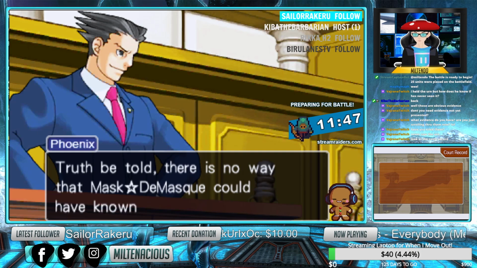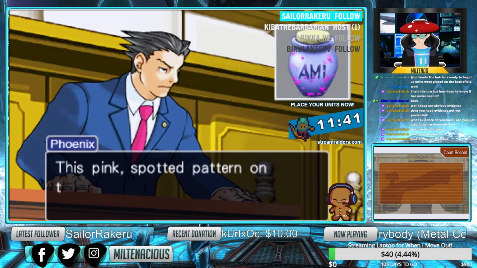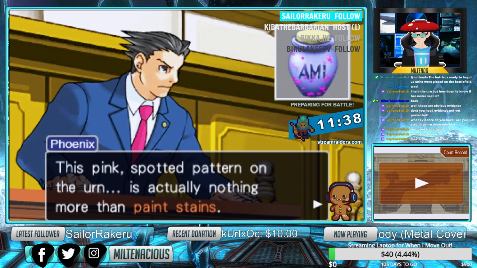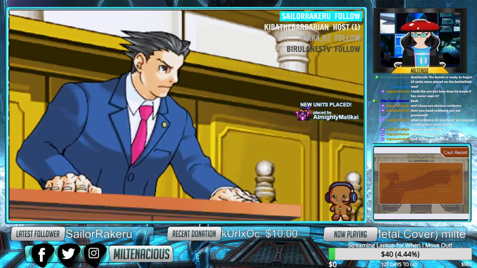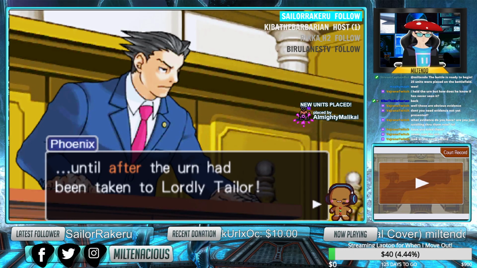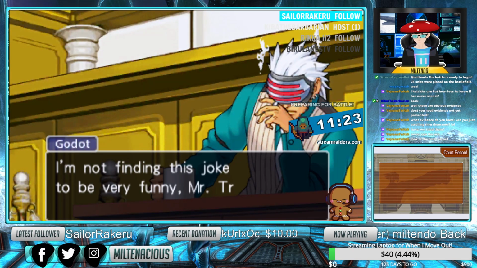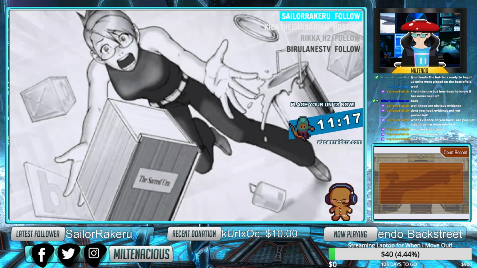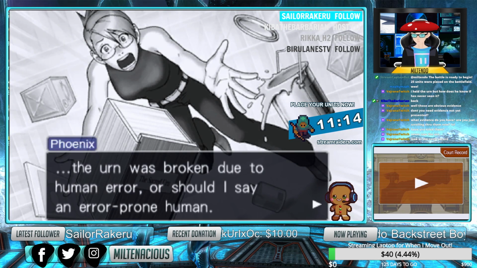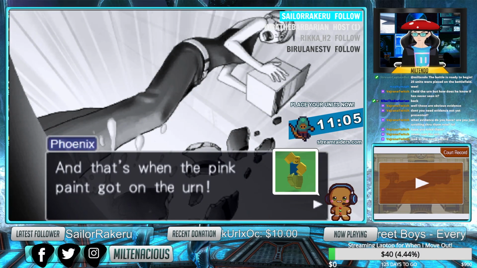Truth be told, there is no way that Mask to Mask could have known about this pattern. What do you mean? This pink spotted pattern on the urn is actually nothing more than paint stains. Paint stains? And these stains did not appear until after the urn had been taken to Lordly Taylor. I'm not finding this joke to be very funny, Mr. Trite. The day that the sacred urn was taken to the warehouse, the urn was broken due to a human error, or should I say, an error-prone human. And that's when the pink paint got on the urn.